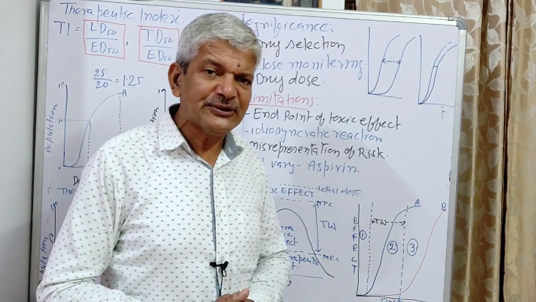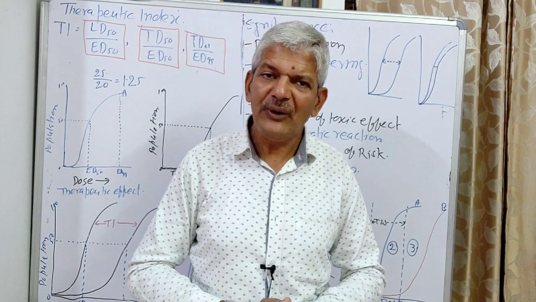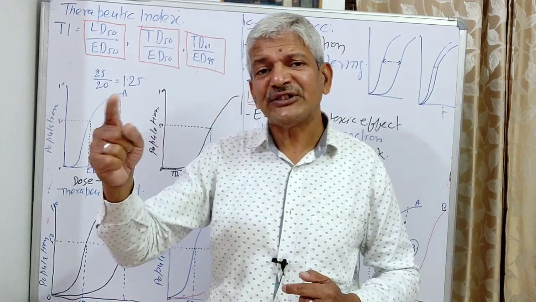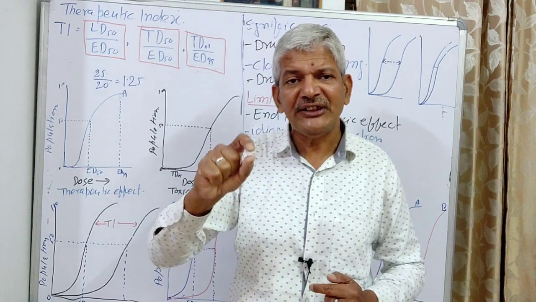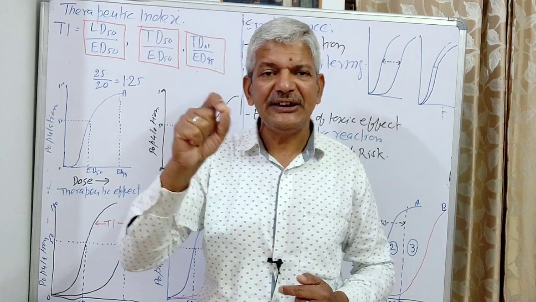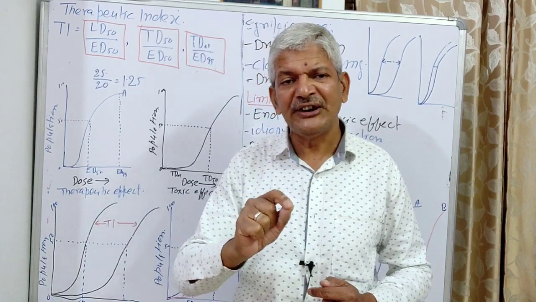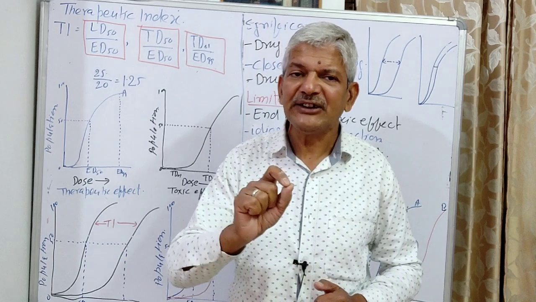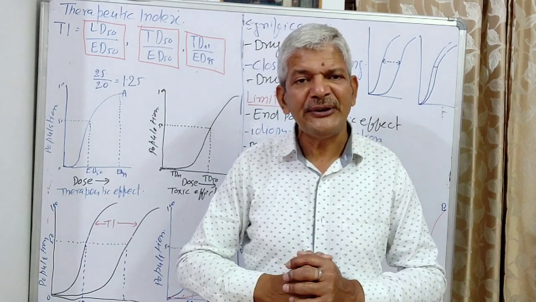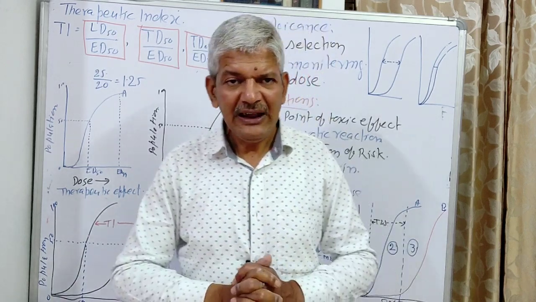To solve all these problems, we use another parameter, that is the ED99 and TD01. ED99 means the dose of the drug that produces the therapeutic effect in 99% of the population. And another one is the TD01, means the dose of a drug that produces toxicity in 1% of the population, that is called TD01. Now we'll change the calculation formula for the therapeutic index, and it will become TD01 divided by ED99.